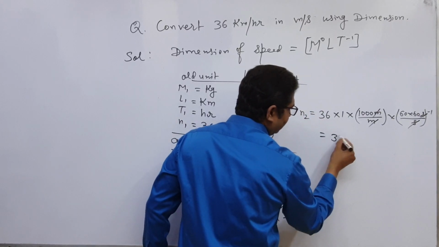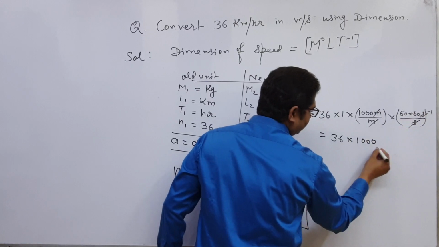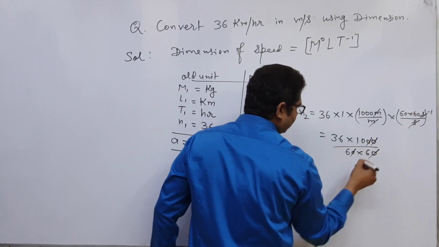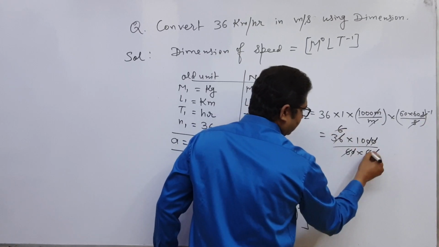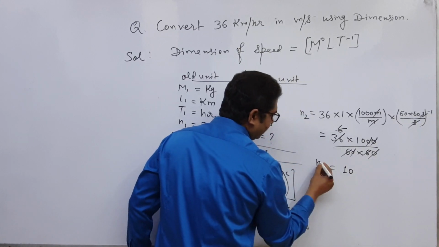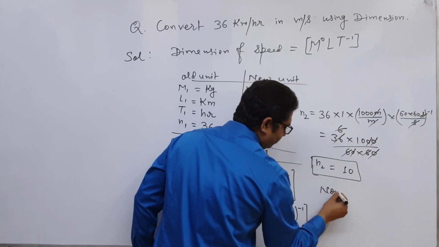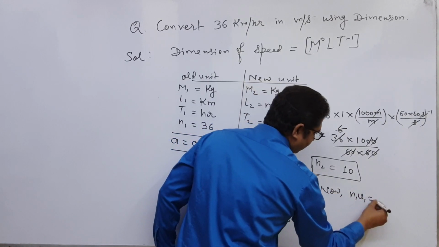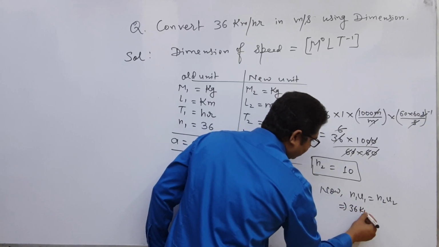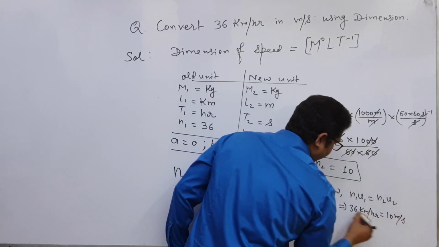So you have 36 into 1000, and here minus 1, so it comes down, it will be 60 into 60, and as you solve it, you get again 10. So you get N2 is equal to 10. Now N1 U1 equals N2 U2. This means that 36 kilometer per hour is equal to 10 meter per second. We get the answer.